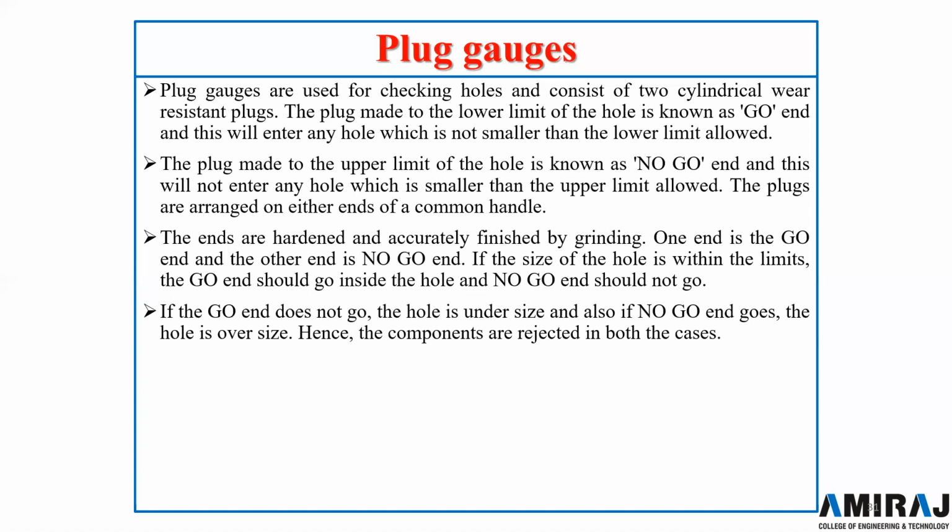If the go end does not go, the hole is undersized, and if the no go end goes, the hole is oversized. If go does not go inside, the hole is undersized, and if the no go gauge goes inside the hole, it is oversized. Hence, components are rejected in both cases. So this is all about the plug gauges.